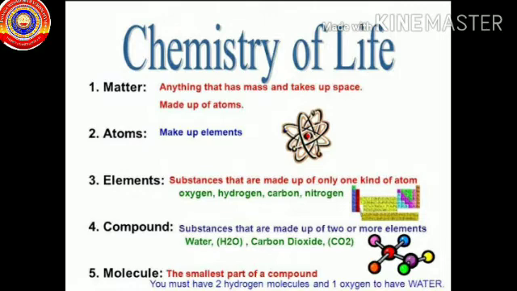Elements. They are the substances made up of only one kind of atom. For example, oxygen, hydrogen, carbon, nitrogen, etc. Compound. Substances that are made up of two or more elements. Example, water, carbon dioxide, etc. You have learned that molecules of compounds are formed by the combination of atoms of different elements.